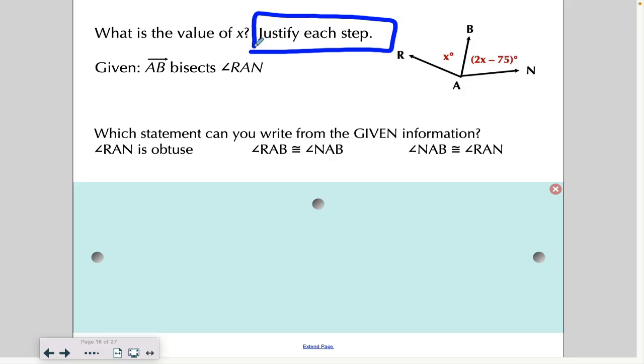What are we given? Ray AB bisects angle RAN. That is helpful. I do not want you jumping right into the algebra right now. I want you to decide which of these three statements we know from the given information. Which of those three can we know for sure based on the given? I want you to stand up when you've got your choice.